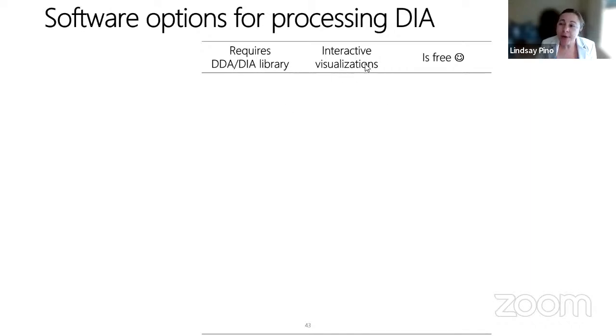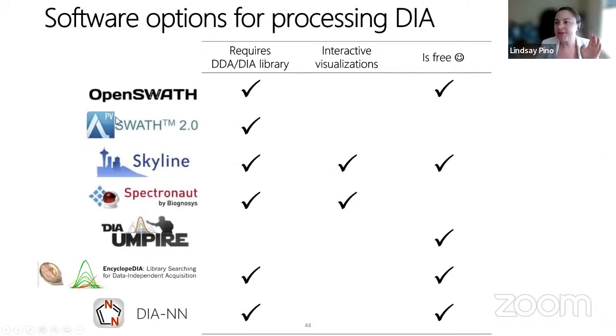Does the software let you look at your data? And is the software free? Maybe these are the top questions I get when people ask me. There are a lot more options than just the ones I'm listing here, but these are maybe some of the ones that I see the most. So OpenSWATH is a software that requires you have a library, and it's free. It doesn't have a good way for you to interact with your data and visualize it. Same goes for SWATH 2.0. That's kind of a commercial version, so it's not free.